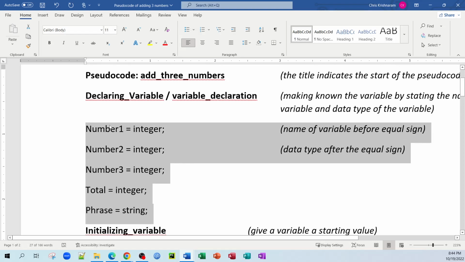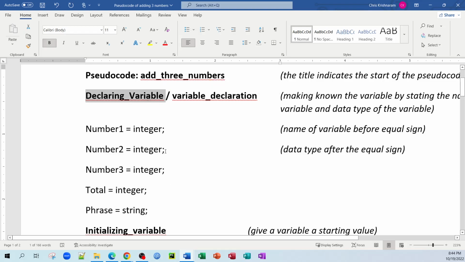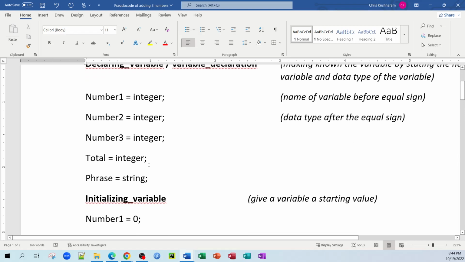So this here, once again, is variable declaration, or declaring the variable. You state the name of the variable and what is the type of variable. If anyone has any questions, you can let me know.